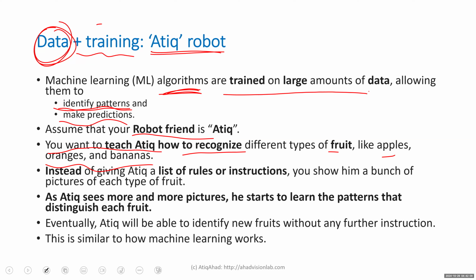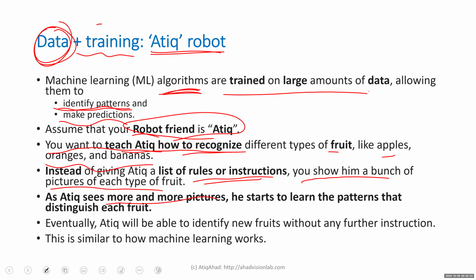But anyway, say you teach Atik how to recognize different types of fruit. Now, instead of giving Atik the robot a list of rules or instructions, which was before machine learning, before deep learning, when there was rule-based or instruction-based AI, now you show him a bunch of pictures of each type of fruit. So when robot friend Atik sees any kind of image or any fruit with its camera, which is just like eyes or vision, that's what we call computer vision, it takes the image or video of any fruit.